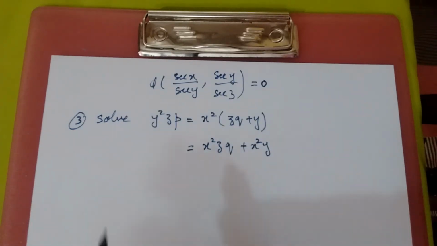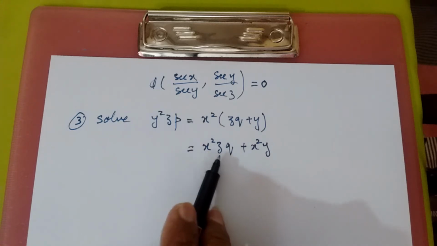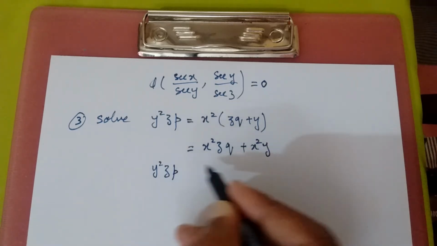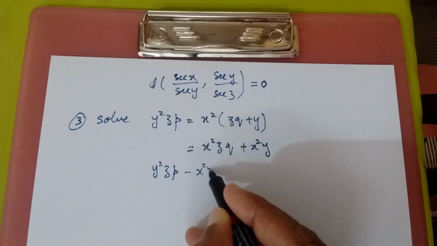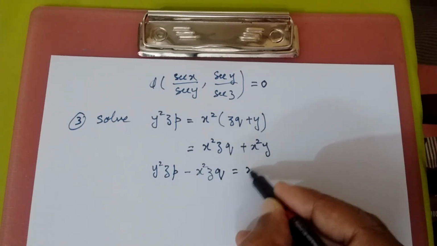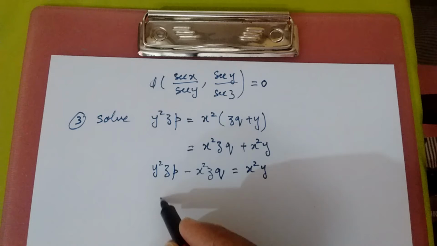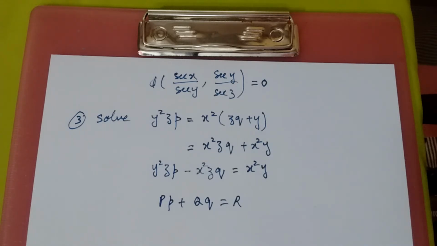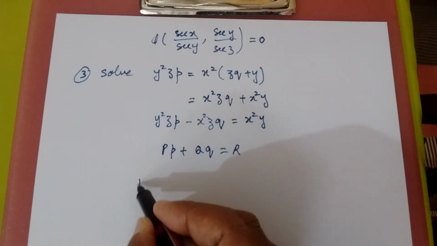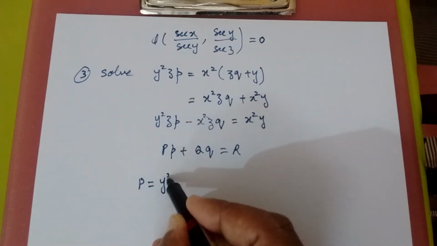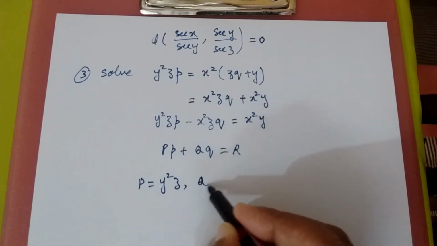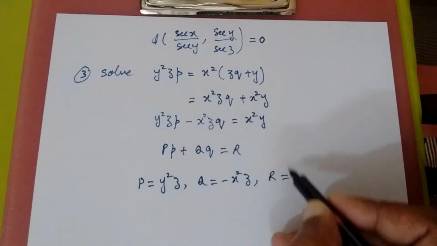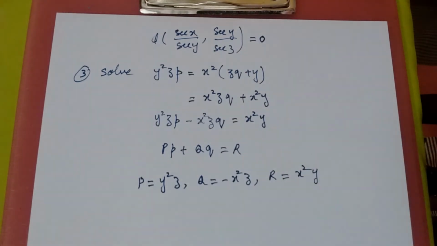But you have to get Pp, which is already there, plus Qq, so q is over here, so let us take that on the left hand side. You will get y²z p minus x²z q is equals to x²y. So now this expression is in the form of Pp + Qq = R. Therefore, the value of P here is y²z, the value of Q is minus x²z, and the value of R is x²y.